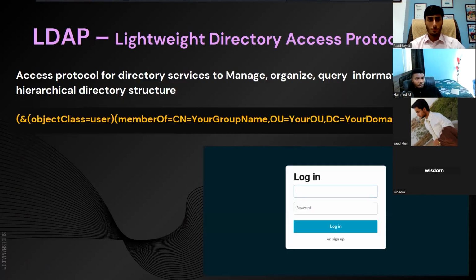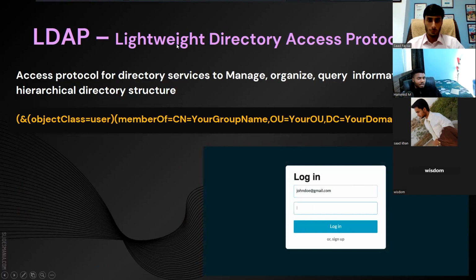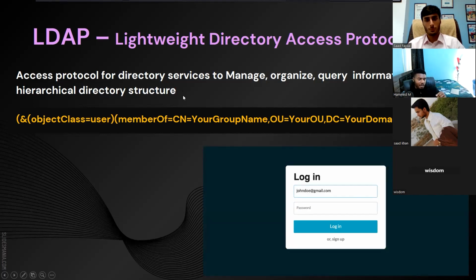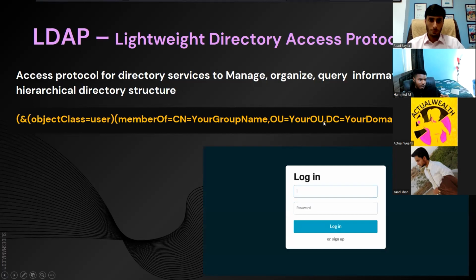So yeah, the way we have HTTP as the protocol for the web that helps you to move data from clients to server, the access protocol for Active Directory is LDAP, which is Lightweight Directory Access Protocol. It helps you to manage, organize and query information in a hierarchical directory structure. So if you're going to find a particular user, or a particular group, the only way for you to query this data is by using LDAP. Like this string that you can see here, what it does is search for this user, in this particular group, in this particular organizational unit, in this particular domain. So that's the way LDAP works.